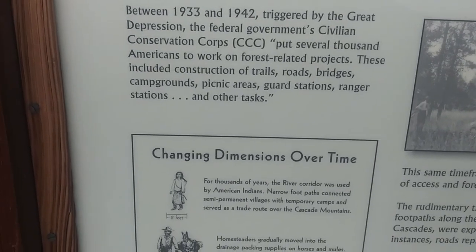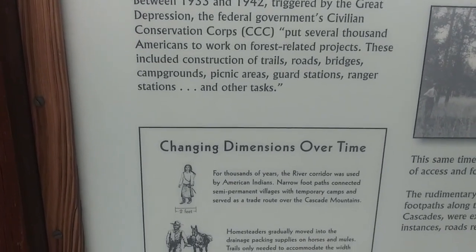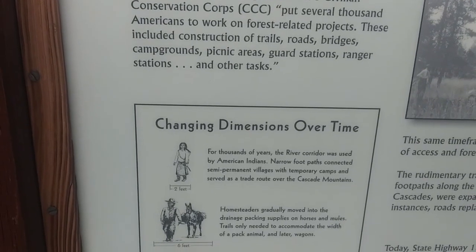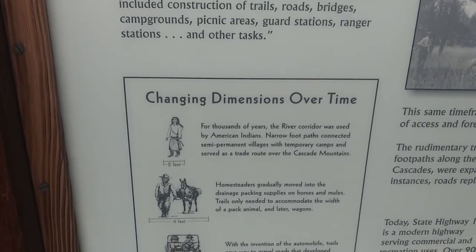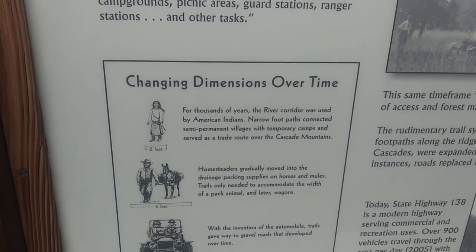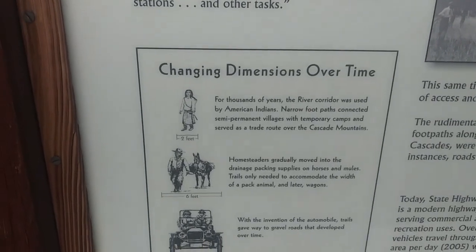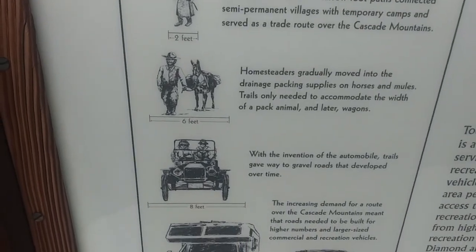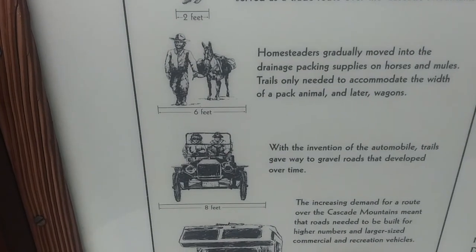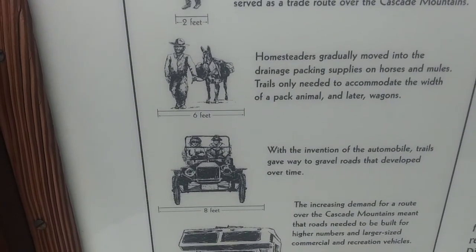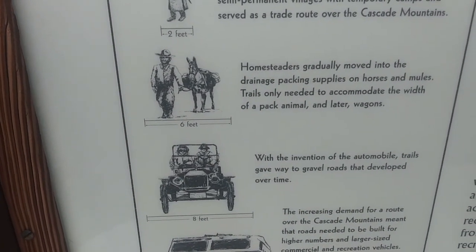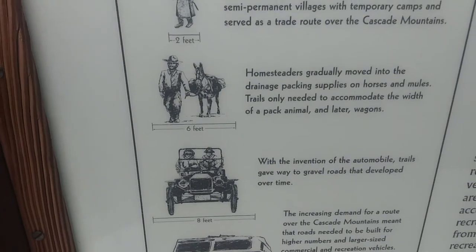With the invention of the automobile, trails gave way to gravel roads that developed over time. The increasing demand for a route over the Cascade Mountains meant that roads needed to be built for high numbers and larger sized commercial and recreational vehicles. So basically for RVs and SUVs. That's pretty neat, huh?